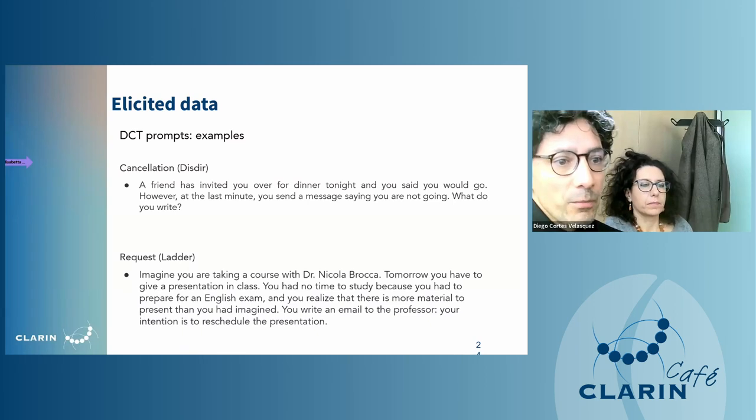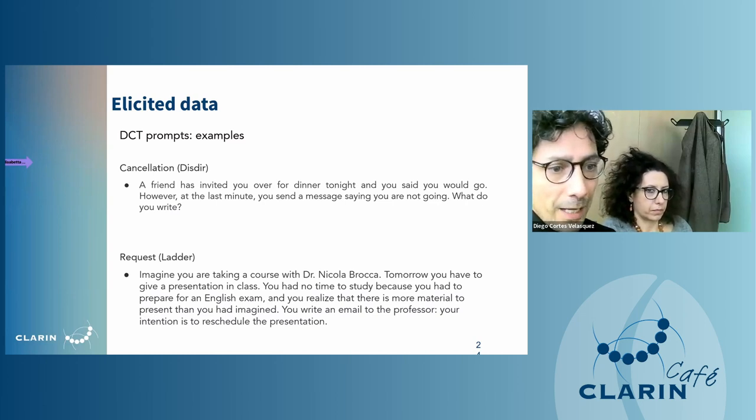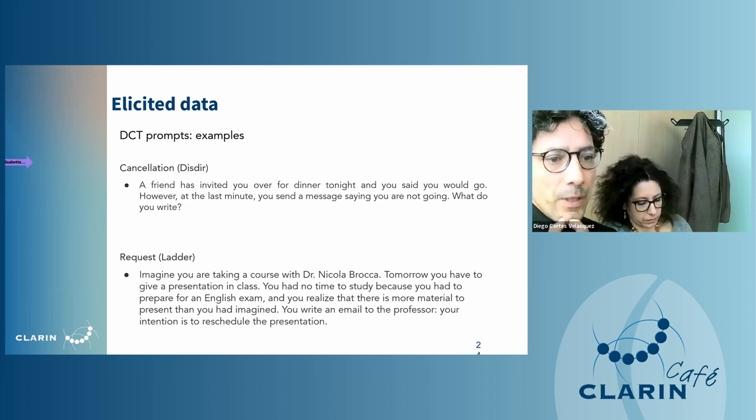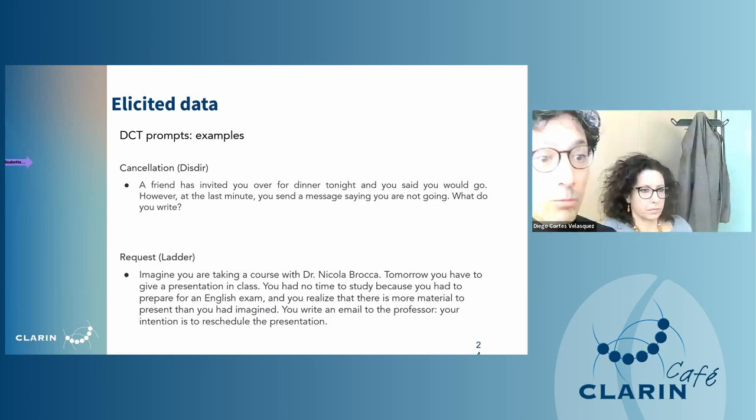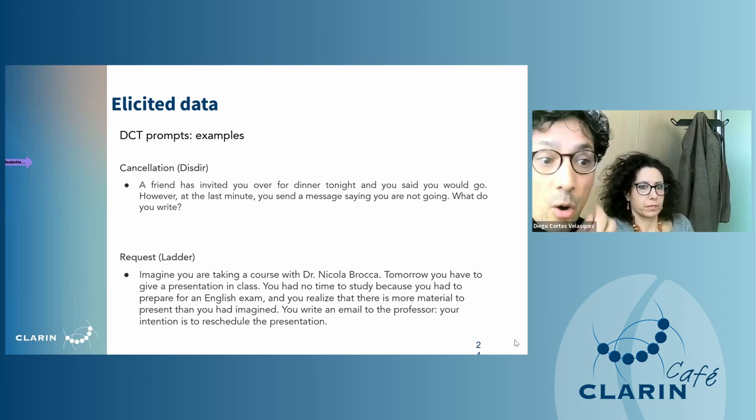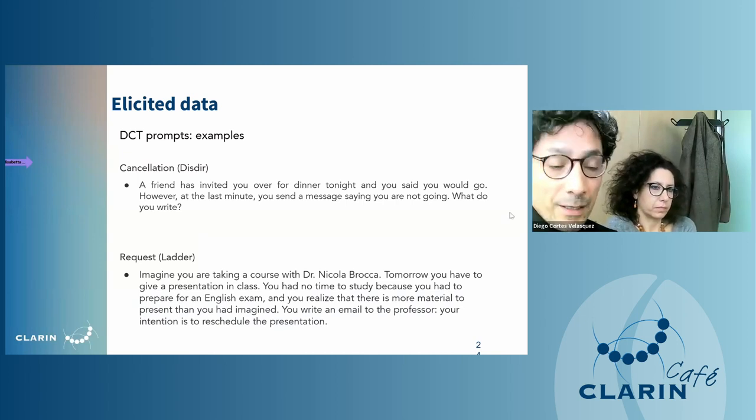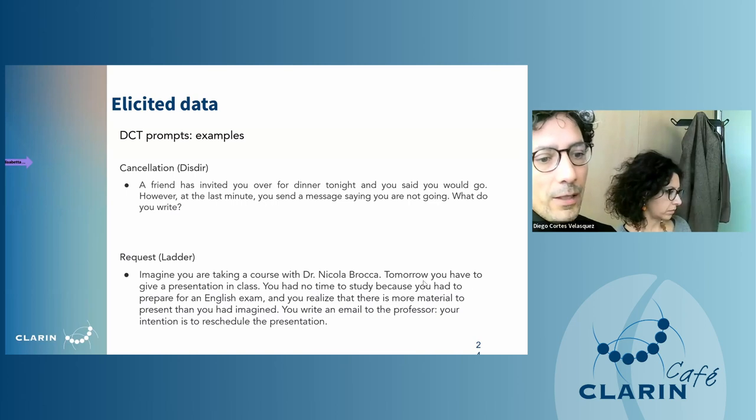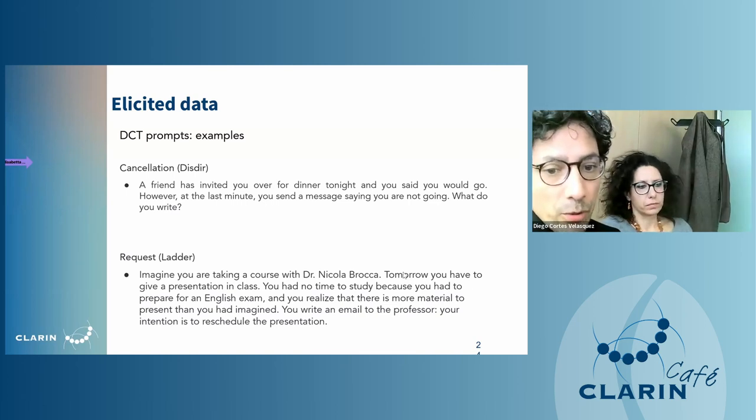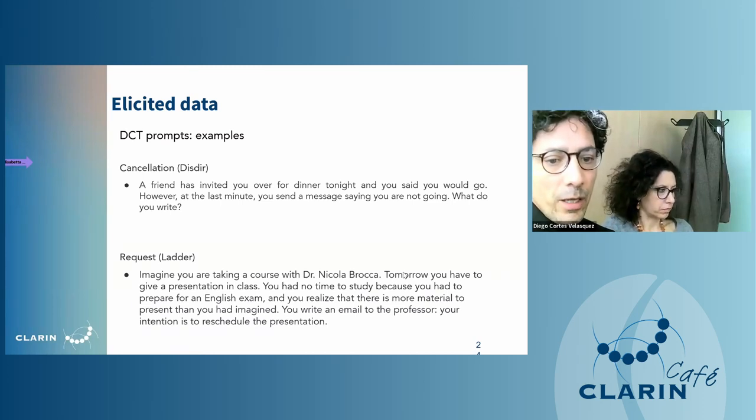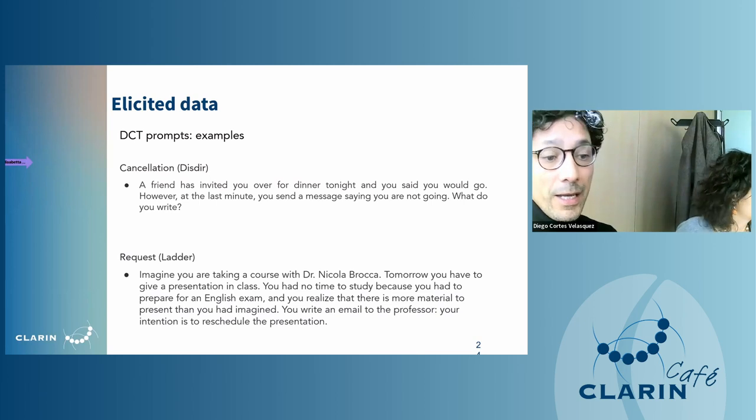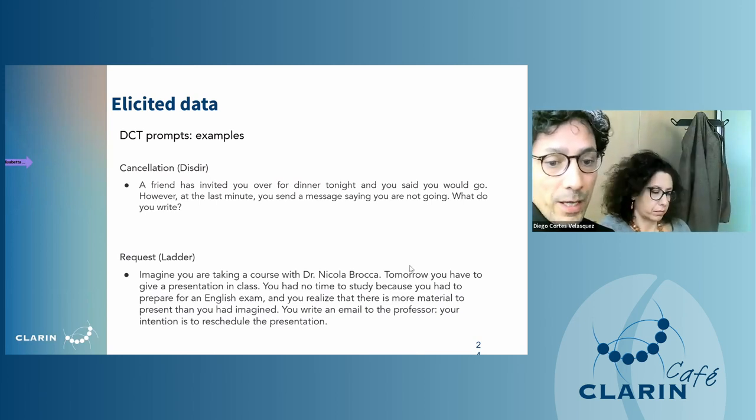Nicola, please. We have a couple of prompts here, as you can see, one from DisDir and one from Ladder. So we have a cancellation in which we ask the informants something like, a friend has invited you over for dinner tonight and you said you would go. However, at the last minute, you send a message saying you are not going. What would you write? So in this type of prompt, they have to write the message they would write for that situation. So this is an instant message. And in the second example, we are asking to produce an email intended for Professor Broca, to whom they need to make a request through the email.